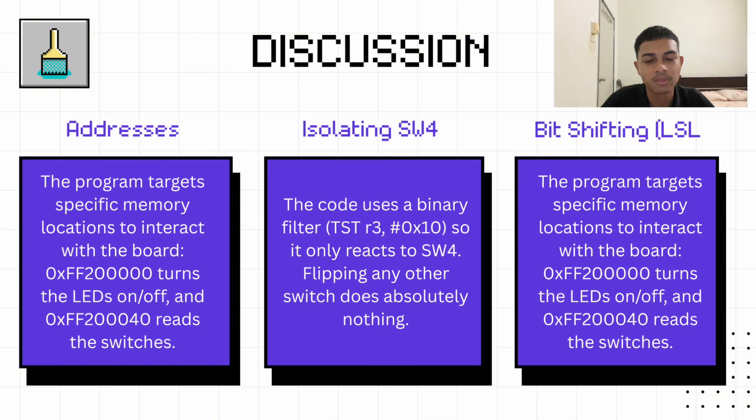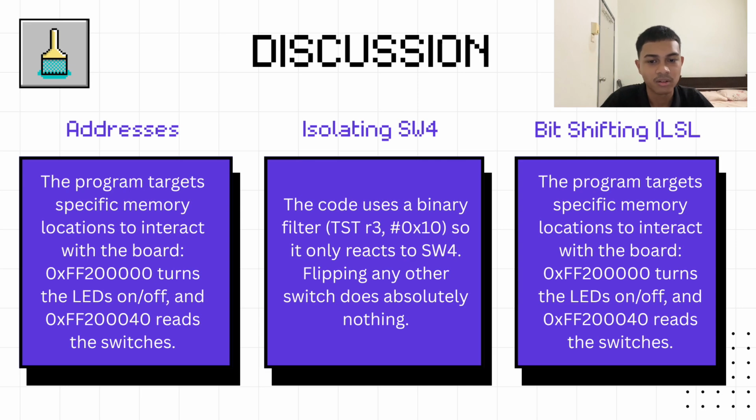It ensures the processor only processes commands when switch 4 is flipped, meaning flipping any other switch on the board does absolutely nothing. Third, for bit shifting using LSL, instead of writing tedious, repetitive lines of manual code for every single individual LED state, our program utilizes logical shift left, or LSL.